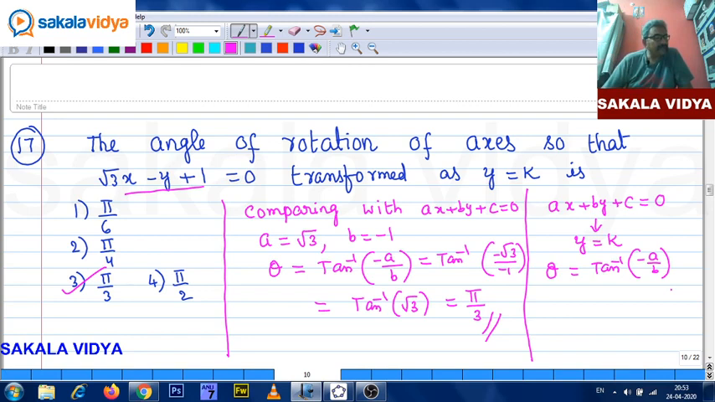Venkateshwari, Narla Venkateshwari, this is the last warning to you. You will be eliminated today. This chapter, understood now? This chapter is only elimination of the terms.